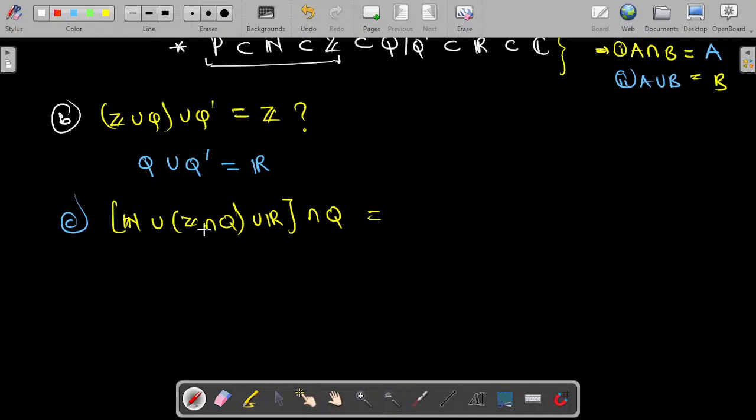So we start from the innermost bracket. So I'm going to bring down N, then union. This innermost bracket, Z intersection Q. What is my Z? My Z is smaller than my Q. So the intersection will be Z. Then I'll bring down union R. Remember to close this bracket, then intersection Q here. So what are you going to have?